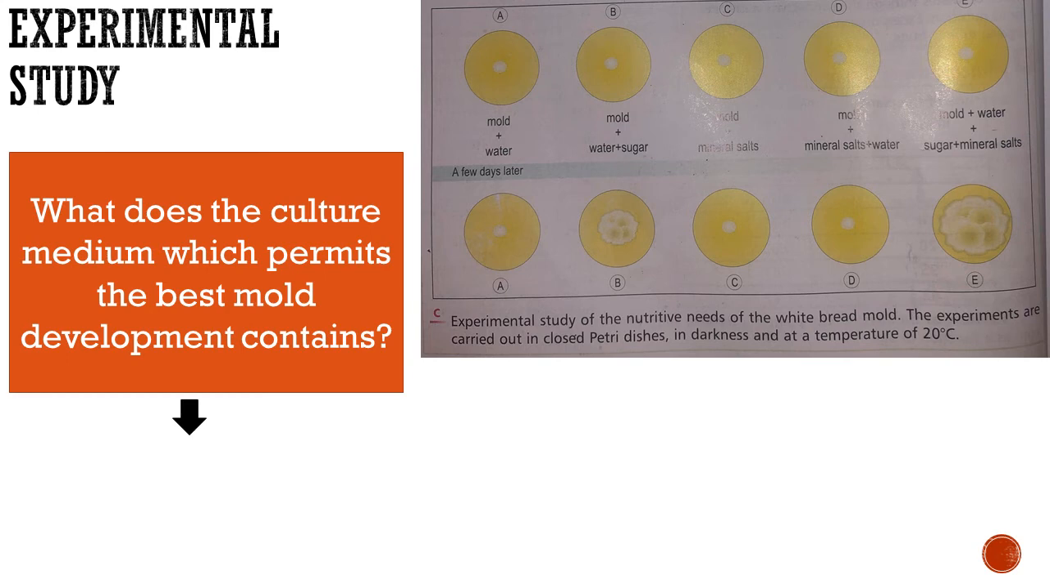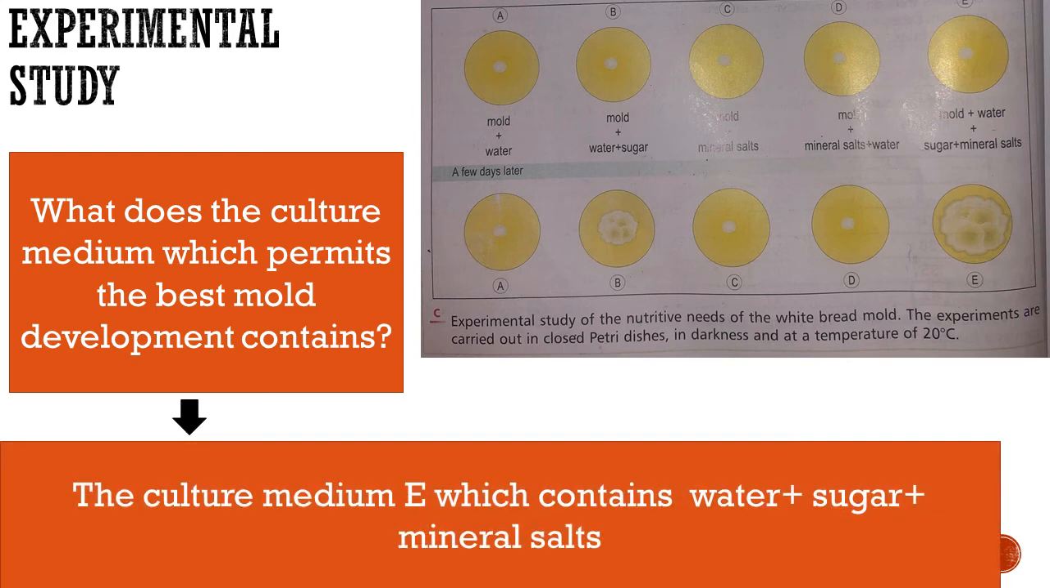Now the question is, what does the culture medium which permits the best mold development contain? So we have a medium that permits the best mold development. Which medium is it? Excellent, it's medium E. And what does it contain, this medium? Awesome! So the culture medium E contains water plus sugar plus mineral salts.